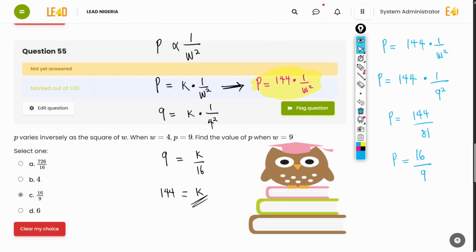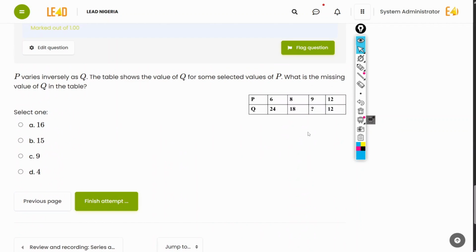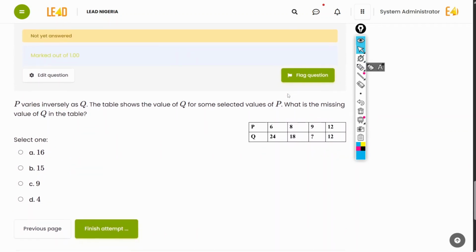Let's take on 56 now. And I think that's the last question, 56. For 56, yes, we have p varies inversely as q. The table shows the value of q for some selected values of p. What is the missing value of q in the relationship, or in the table? So this is what we are looking for here.